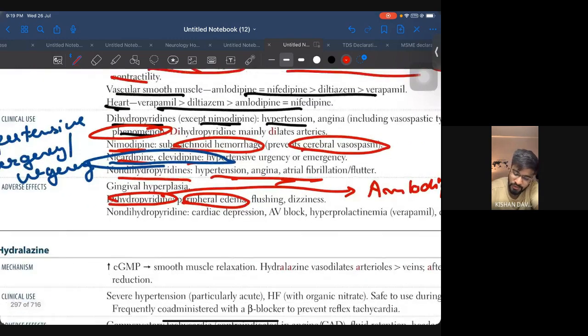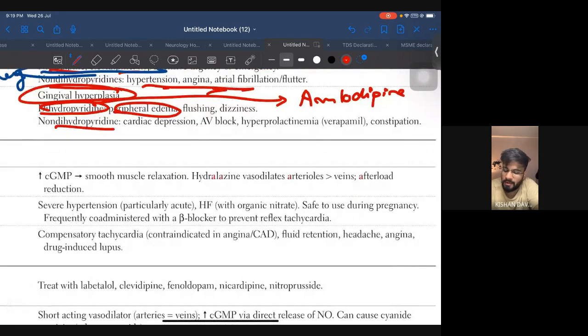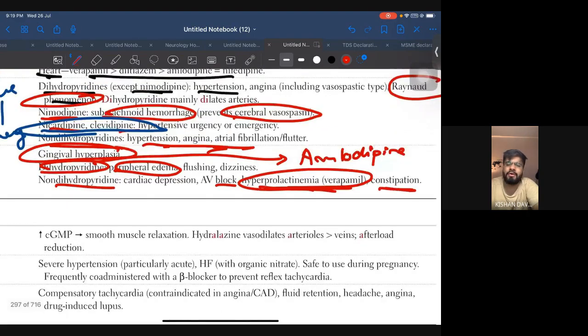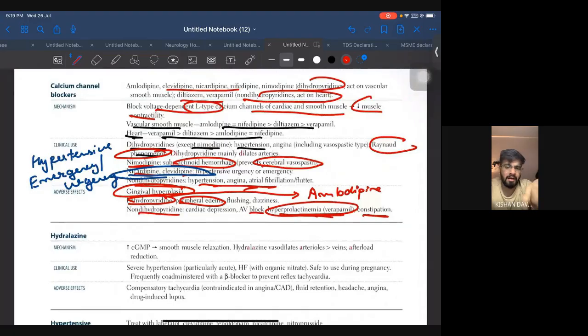Along with that, you also have to remember gingival hyperplasia. And for non-dihydropyridines: AV block, hyperprolactinemia with verapamil, and constipation. Okay, so if they are talking about peripheral edema, think about dihydropyridine, most commonly amlodipine. Okay, that's all about the calcium channel blockers. Remember which ones act on vascular and which on the heart. These two points will help you solve many questions.